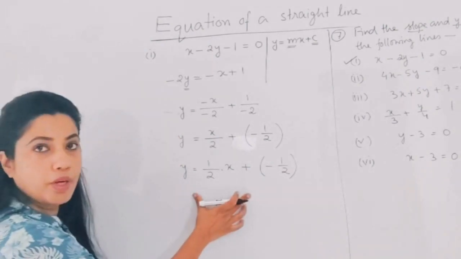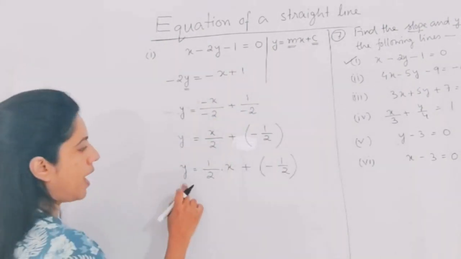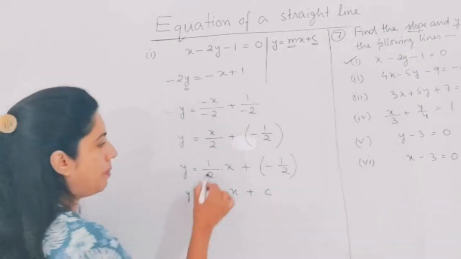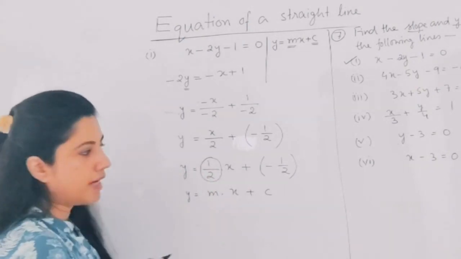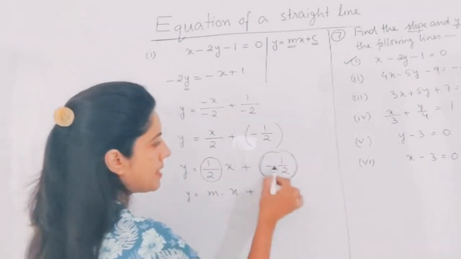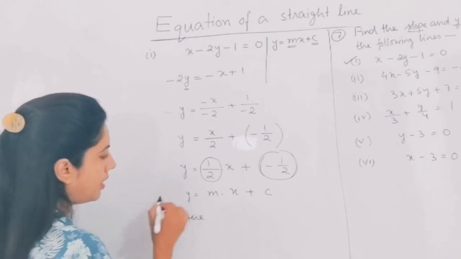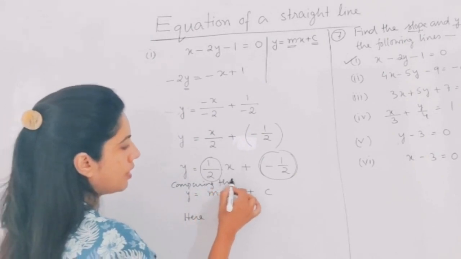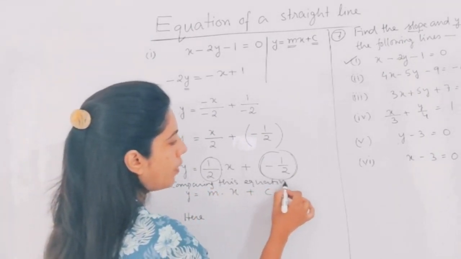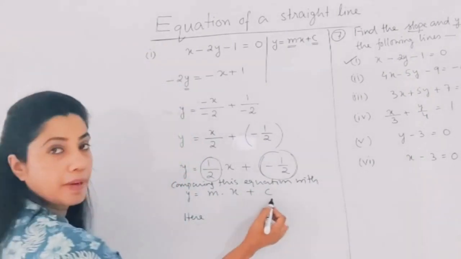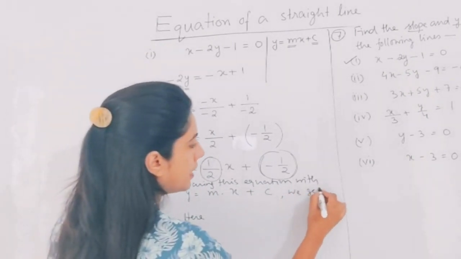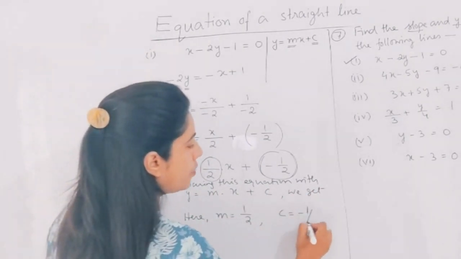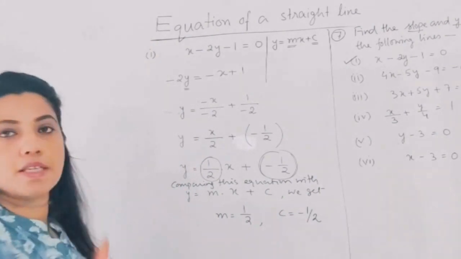Now just compare this equation with y is equal to mx plus c. Y is equal to m into x plus c. What is your m part? This is your m part, which is multiplied with x, and this is your c part. So here, therefore, we'll write, just here you have to write one more line, that is, comparing this equation with y is equal to mx plus c, we get m is equal to half and c is equal to minus half. Okay, so this is the final answer.